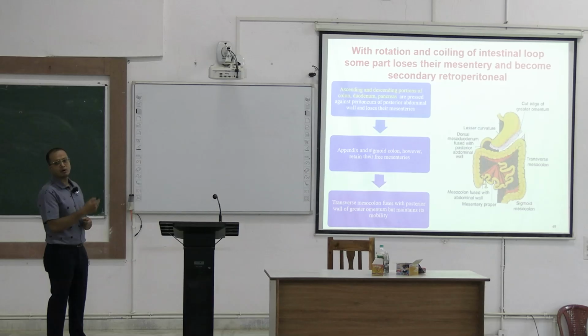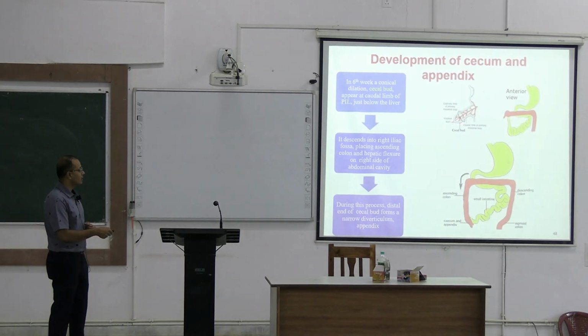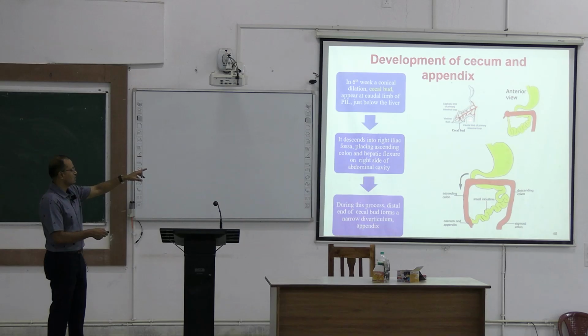There is a development of the diverticulum on the midpoint of the cranial-caudal axis of this primary intestinal loop, or the cranial limb of this PIL. So this primary intestinal loop has two arms. One is above, one is below. We call them the cephalic limb and the caudal limb.